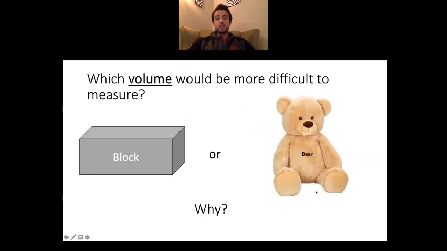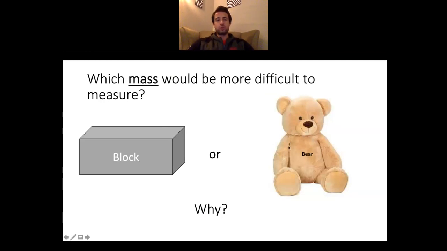In both of these cases, I would probably say that the bear might be a little bit more difficult to measure. Definitely for volume. This block has a nice 3D shape where we can easily measure one side with a ruler, another side with a ruler, and then a third side with the ruler. With the bear, there's a little bit more than just those three sides. They're kind of all over the place. So probably using a ruler to measure the bear would be out of the question.